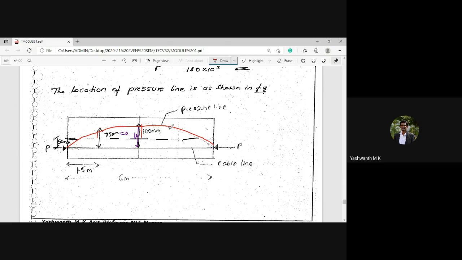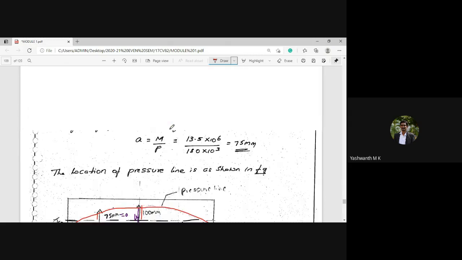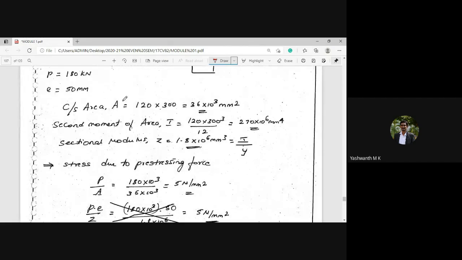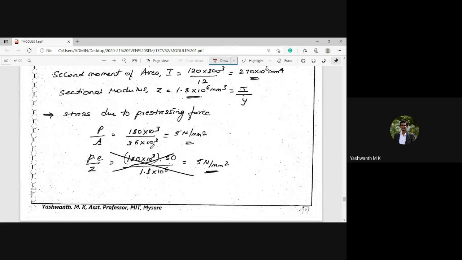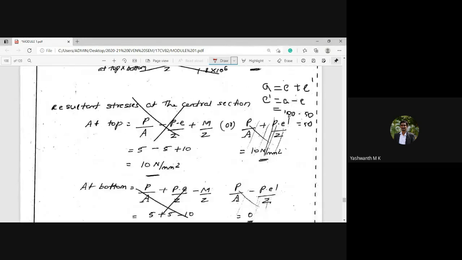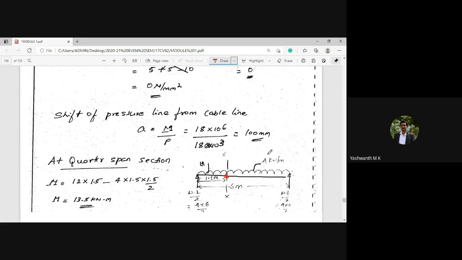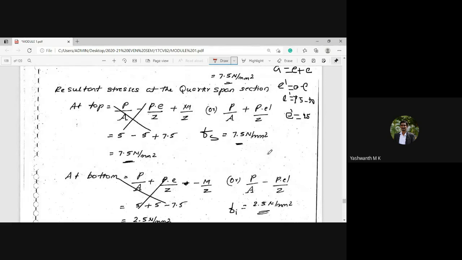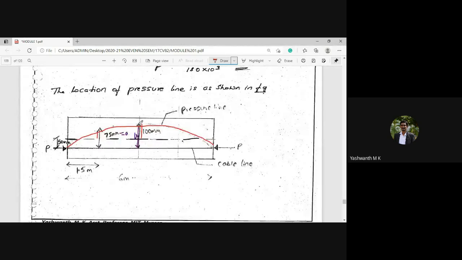So I hope the concept has been clarified. I will repeat once again. First you calculate all the entities, that is A, I, Z, then calculate P by A, then calculate WD and WL, then calculate the shift of pressure line, then calculate the stresses. Like this, you need to work out the problem in the examination. In this particular problem, I have been asked for both the quarter span and midspan sections, and I have also located the corresponding pressure lines.